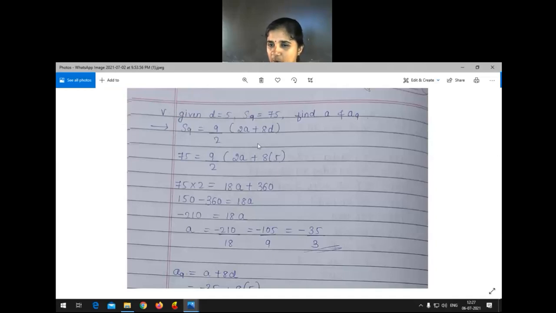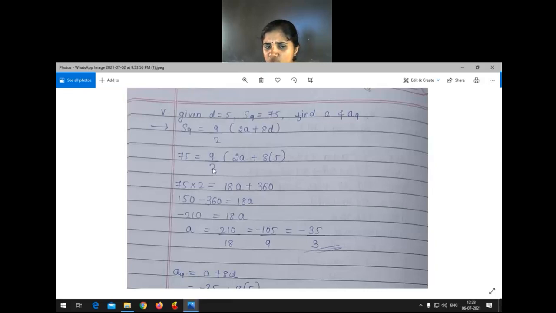So, a small difference. Again, S9 is given, so same formula. Sn is equal to n by 2 into 2A plus n minus 1 into D. After the substitution, S9 is equal to 9 by 2 into 2A plus 8D. Got the idea of this one now? So 75 is equal to 9 by 2 into 2A plus 8 into D, which is already given, 5. So 8 into 5.